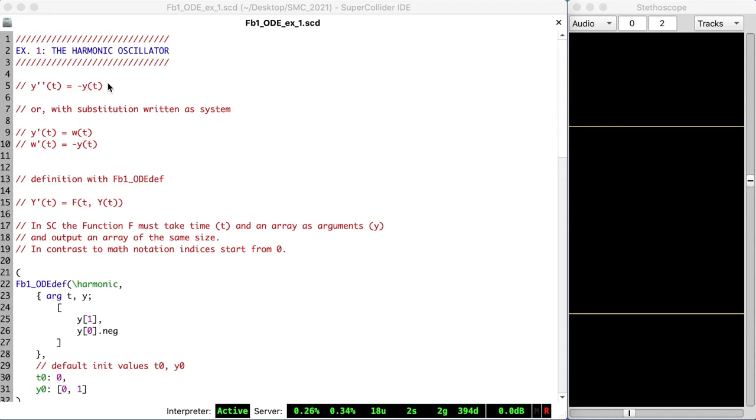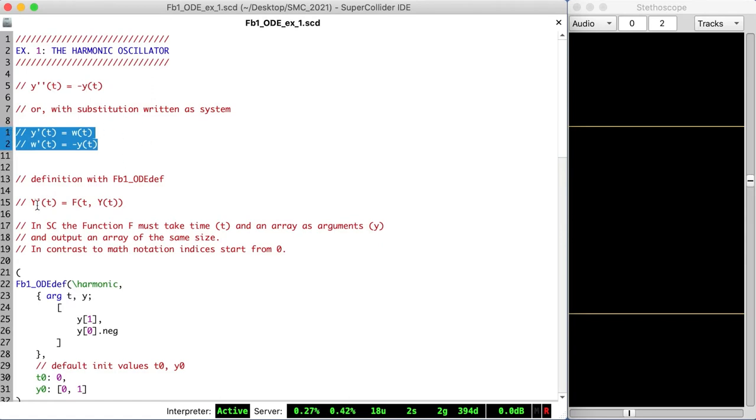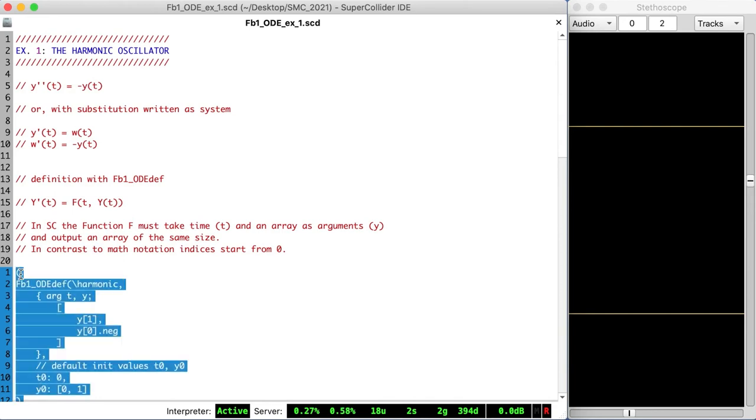As a proof of concept, the harmonic oscillator is defined by this second order differential equation. With a standard substitution, it can be written as a system of two equations. In the general form, we are seeking the function y as a vector-valued function, and we have to define the function f. In the SuperCollider function, we need the arguments time and y, and this function has to return an array. In addition, we need initial values t0 and y0.